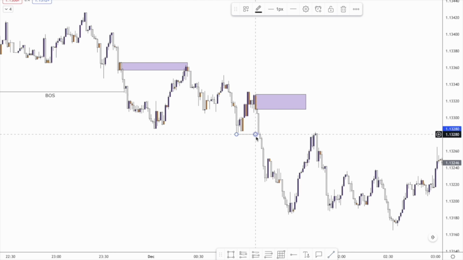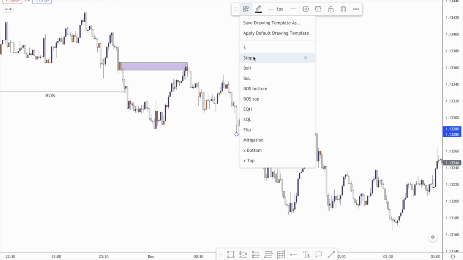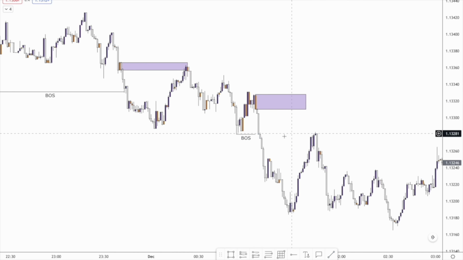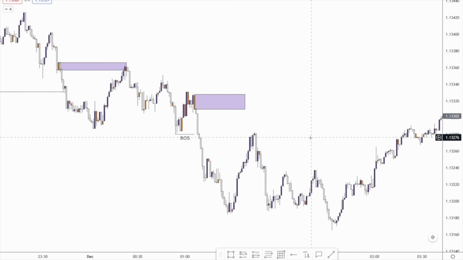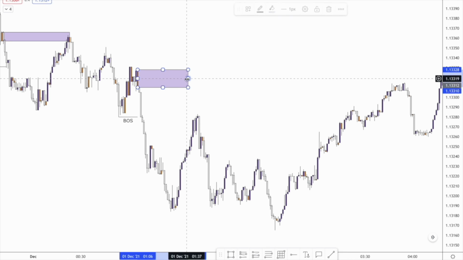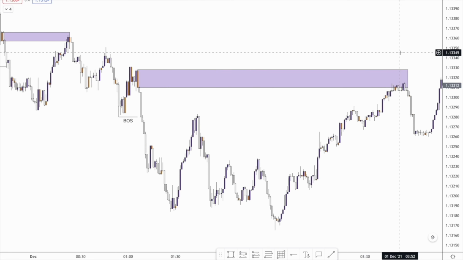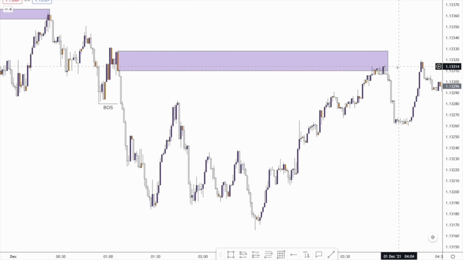Break of structure. I class that more as minor structure, but it's still breaking a low. Got imbalance there, so let's look right, see what happens. Here we go, we get a mitigation, okay, and then we get a second tap into this area.